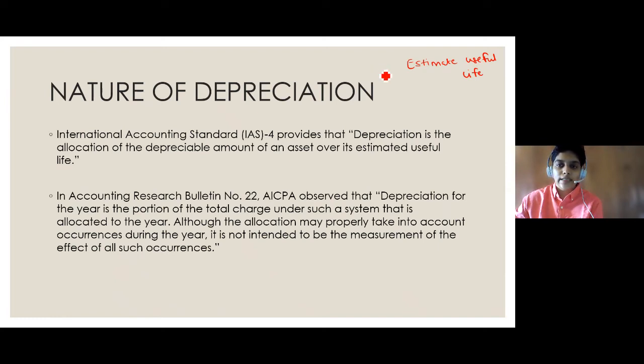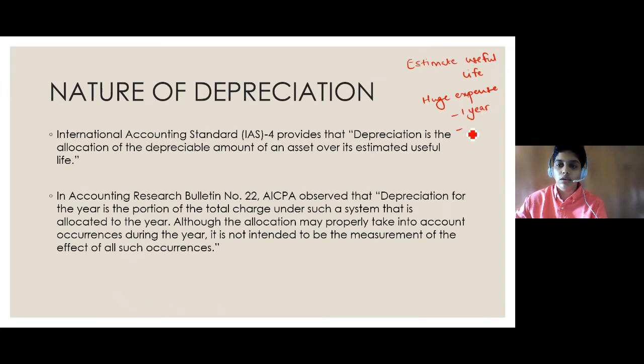How long that asset can be used by you needs to be estimated, and for this duration you will be charging the depreciation. Whenever you have an asset, you do not know how long exactly you will be able to use it. So if I wait until the point where I stop using that asset to charge the entire amount of depreciation, then I will have a huge expense in 1 year.